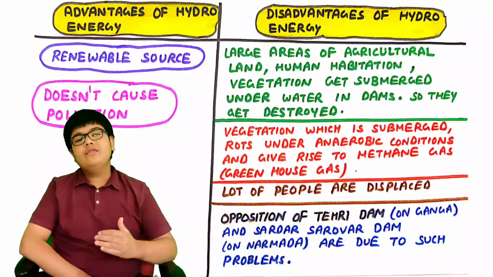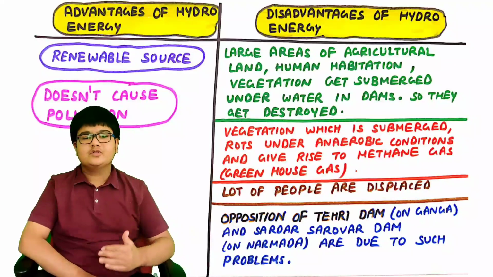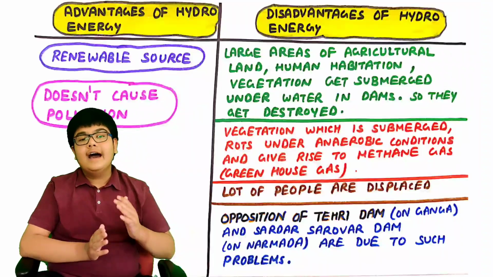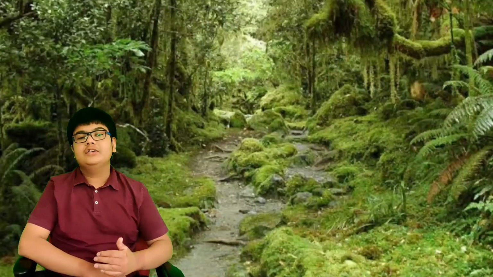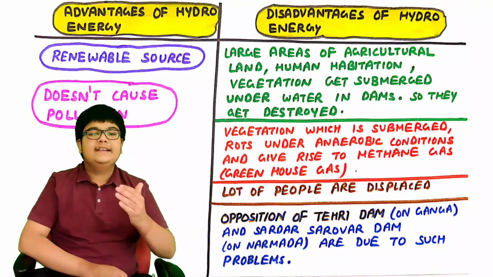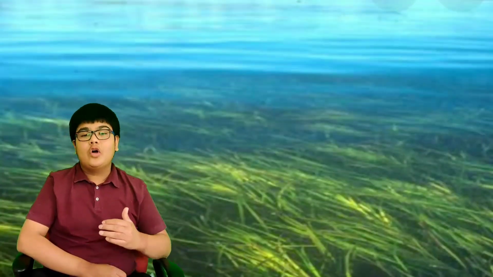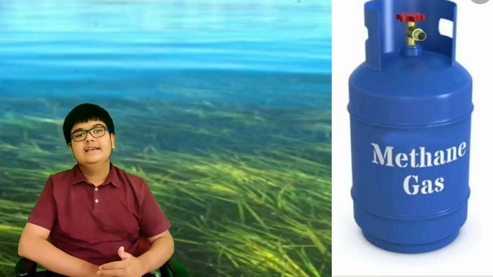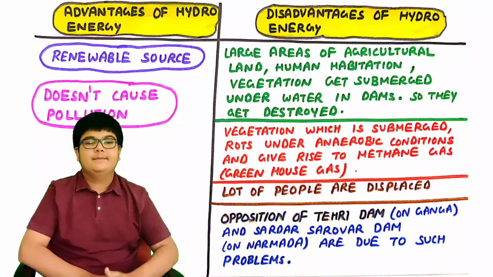The advantages of hydro energy are that it is a renewable resource and it doesn't cause pollution. On the other hand, large areas of agricultural land, human habitation and vegetation get submerged underwater in the dams, so they get destroyed. Second, vegetation which is submerged rots under anaerobic conditions and gives rise to methane gas, which is a greenhouse gas and responsible for global warming.